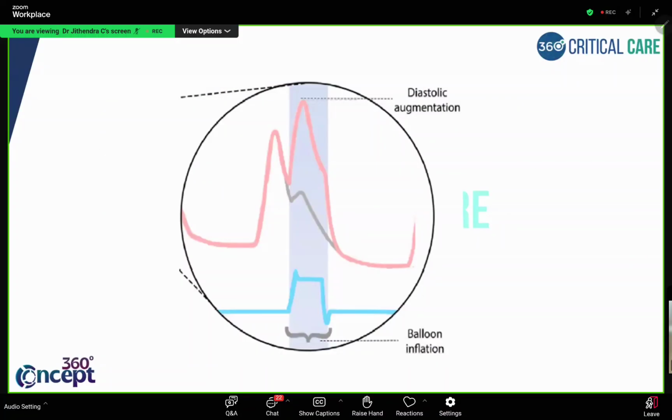So this is the magnification of the waveform. You will be seeing an arterial trace and you will be seeing a balloon inflation. This red color is your arterial trace, and you can see the gray color underneath your red color trace.